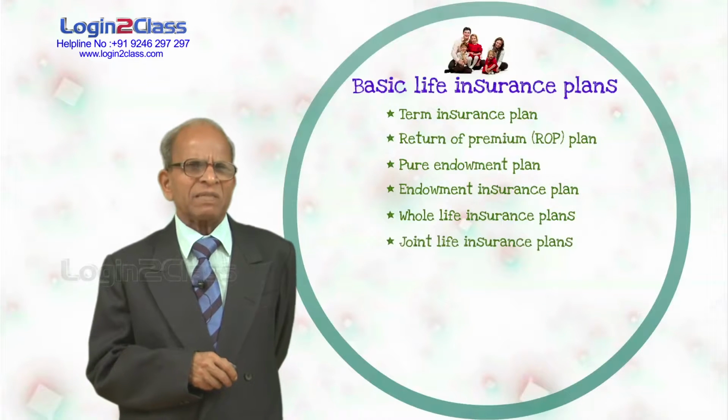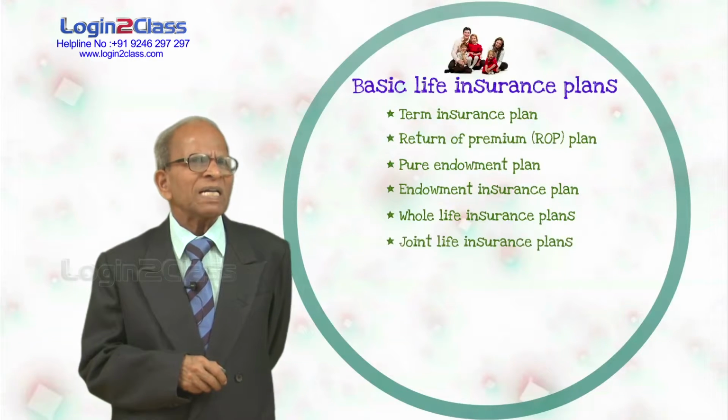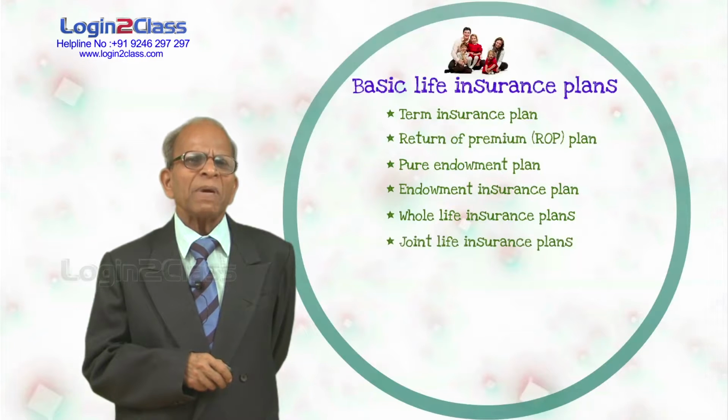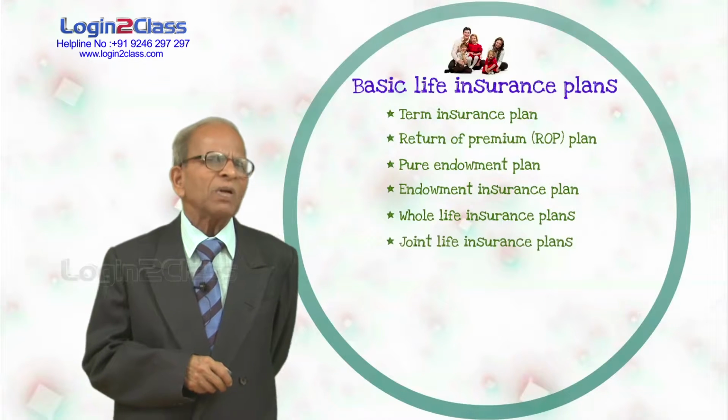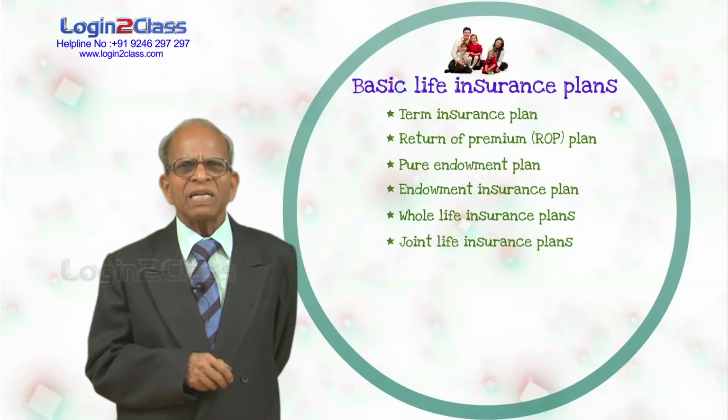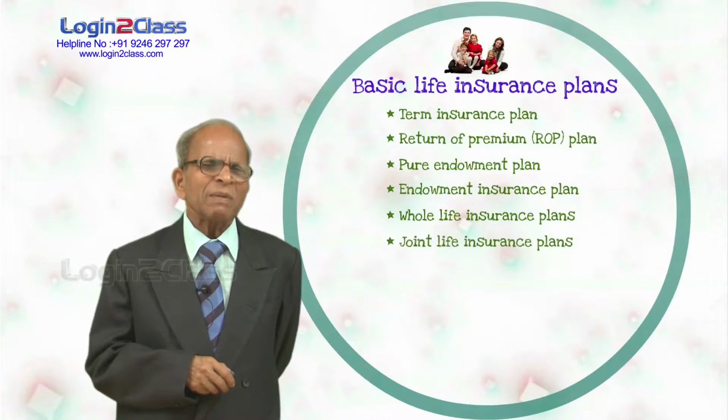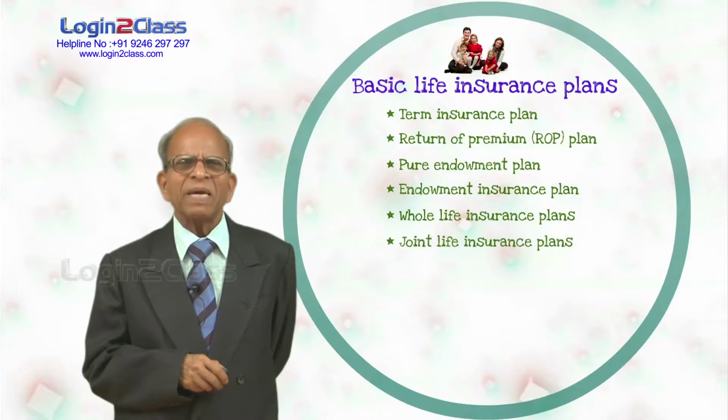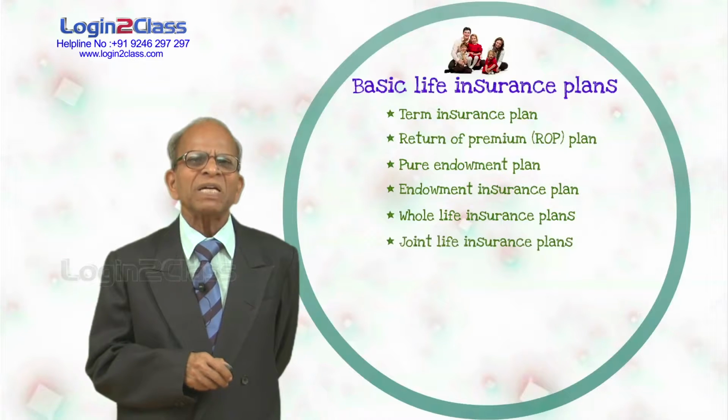Now what are the benefits? It depends. Some joint life policies make a payment on the first death. For example, husband and wife have taken a joint life policy. If the husband dies, they pay the wife. If the wife dies, they pay the husband, and that is the end of the contract.